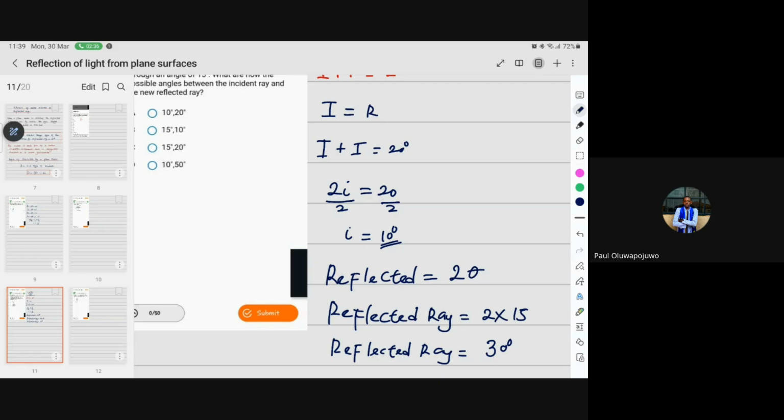Good. So two things can happen. Either it decreases or increases. Are we together now? It's either the angle increases or it decreases. So 30 plus 20 gives us 50. 30 minus 20 gives us 10. So it can either increase or decrease. That's how I want you to remember it, right?